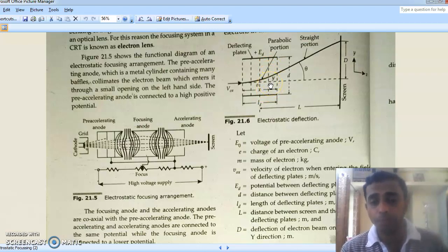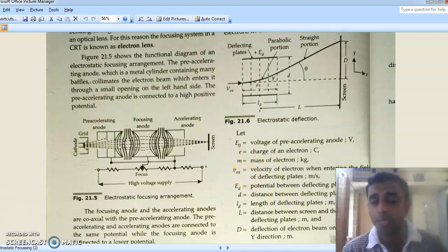One more thing, let the voltage of the pre-accelerating anode as well as the accelerating anode remain the same. Let it be EA, it is not E naught, it is EA, it's a mistake. And E is the charge of the electron, we know that. The mass of the electron is also known, that is 9.1 times 10 raised to minus 31 kilogram. That is the mass of the electron.